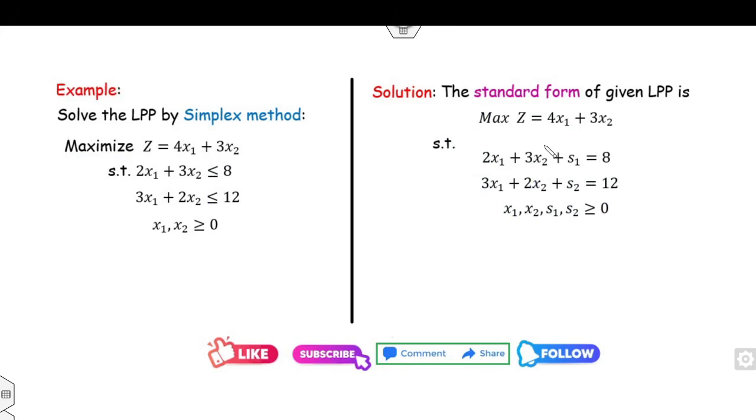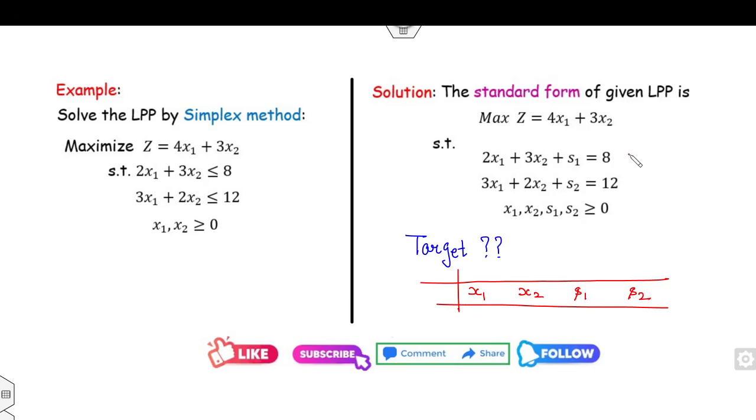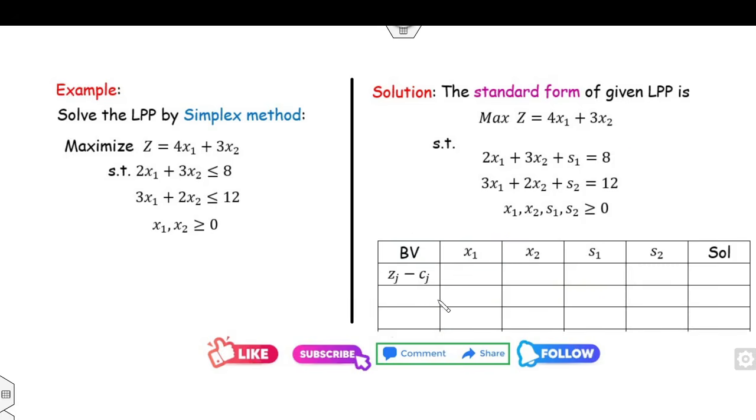Once you have written this standard form, what is your target in the simplex method? How many variables do you have? There are 4 variables, so I can write the table. This is my x1, this is my x2, this is my s1, this is my s2. How many constraints are there? There are 2 constraints, so I can write the 2 rows, 1 and 2. What is your target? Your target is to fill all these values.